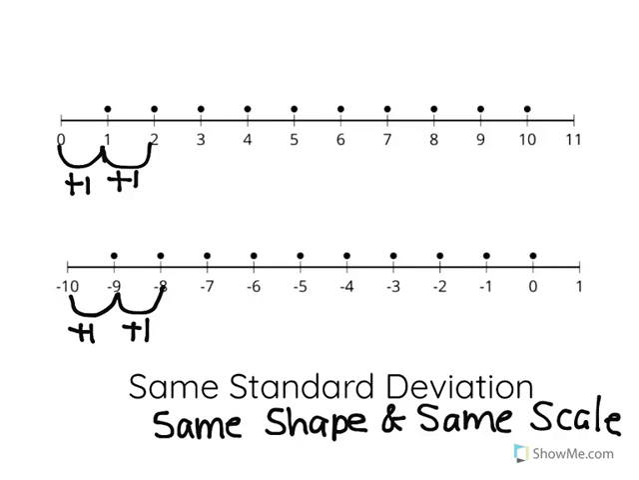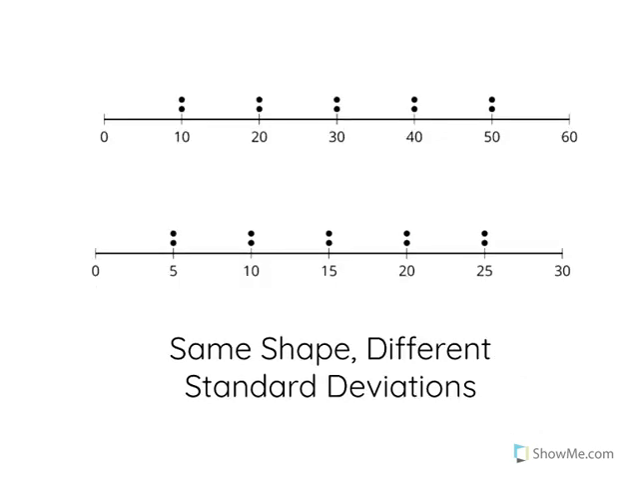So again, our median is going to be in the middle of these two data sets. So even though the mean and the median are different for these two data sets, since it has the same shape and the scales are the same, they're going to have the same standard deviation. However, with these two dot plots, we notice that they have the same shape. However, if we look at our scales, this one is going up by 10, and this one is only going up by 5.